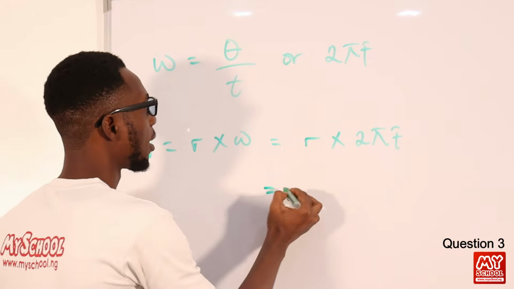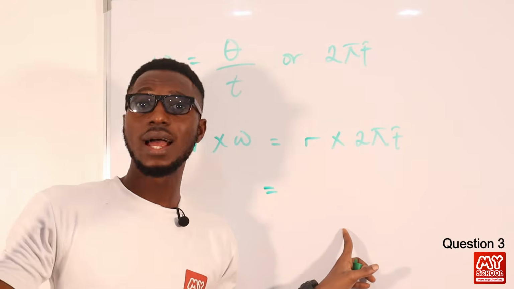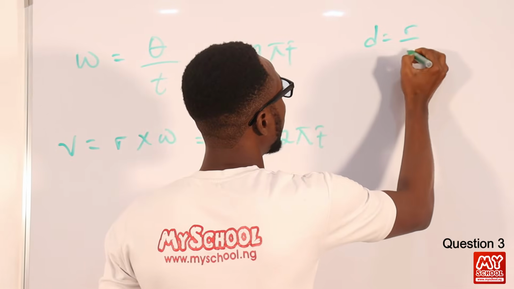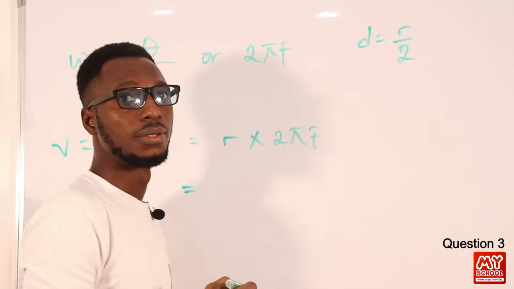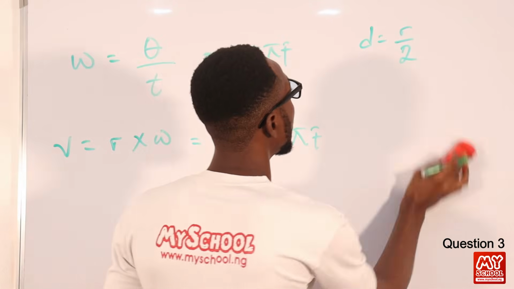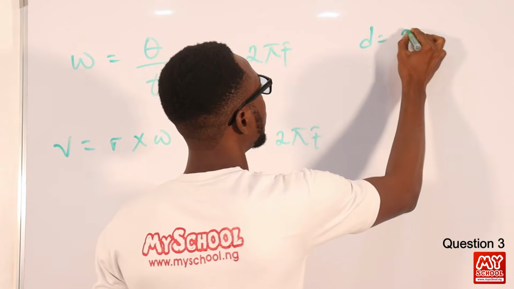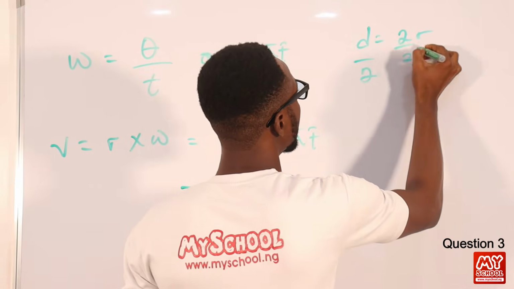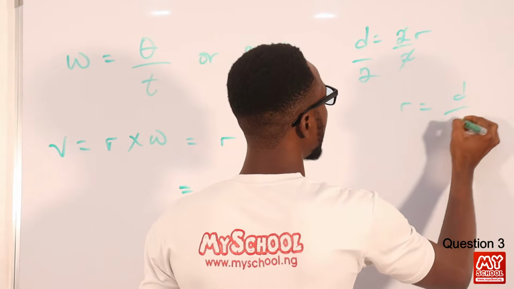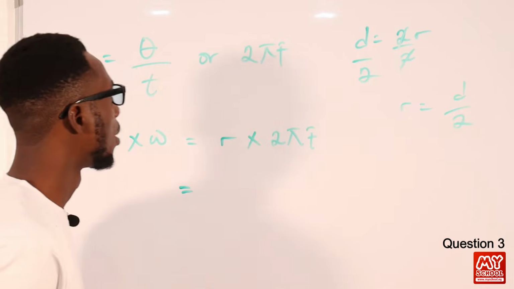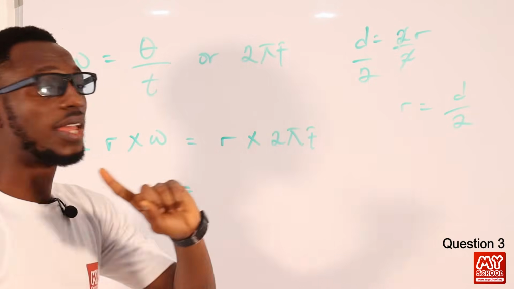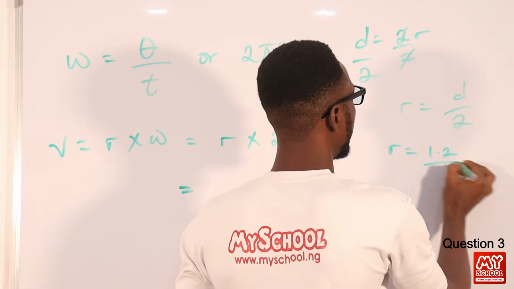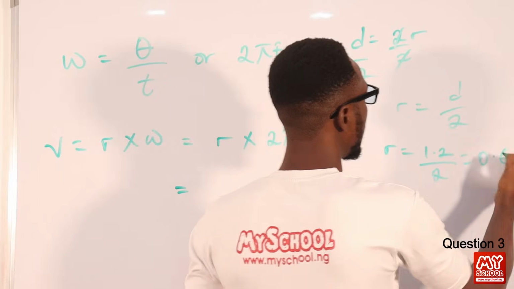So we have this. Remember that the radius, we are given diameter instead of radius. And you remember that diameter equals 2 times the radius. So to get radius, what do we do? We divide both sides by 2. So radius is actually diameter divided by 2. All right. So diameter we are given from the question is 1.2. So R equals 1.2 divided by 2. That should give me 0.6.